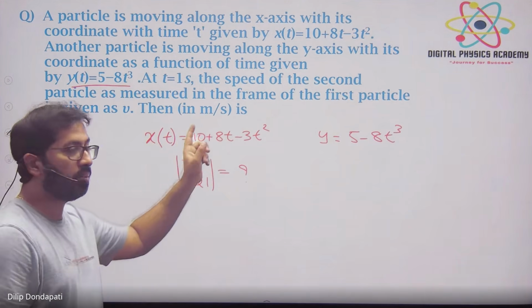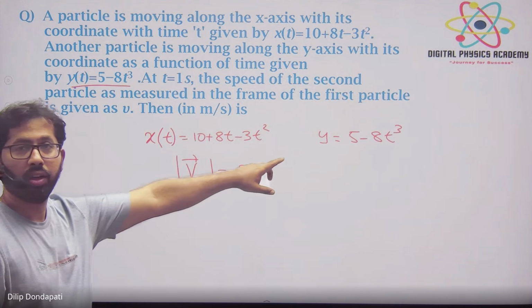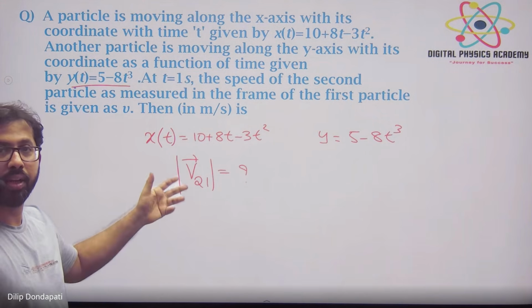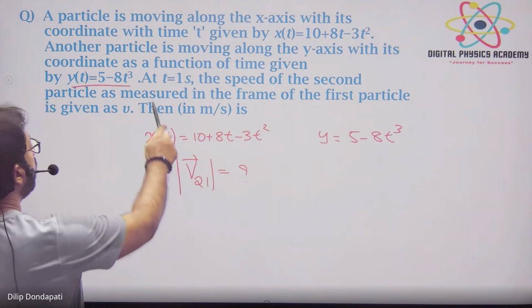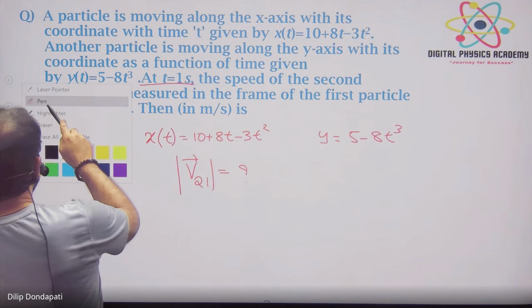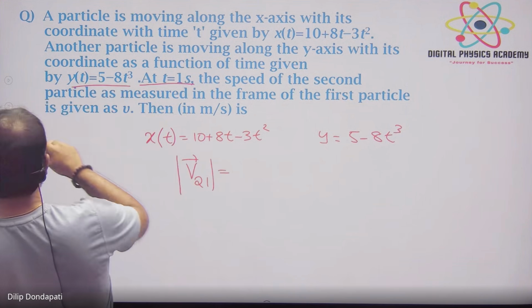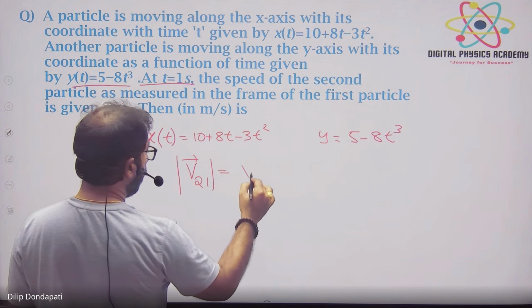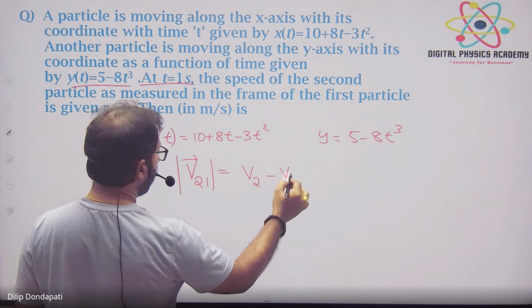So displacement in terms of time is given. You have to find velocities and subtract. Differentiate and put t equal to 1. Yes. So at time t equal 1 second में चाहिए. So V21 formula is what? V2 minus V1, right? V2 minus V1.